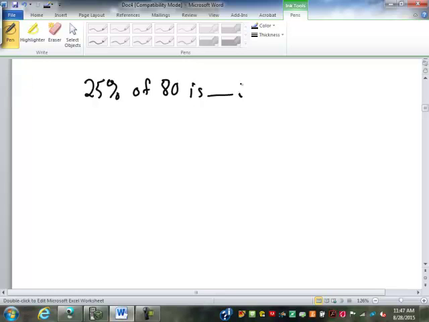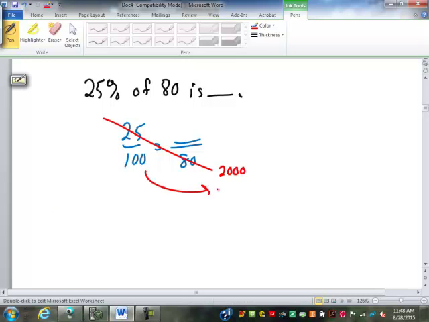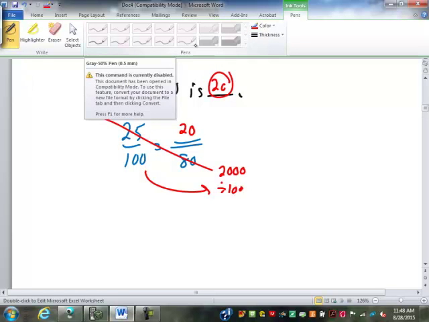Here, 25% of 80 is blank. Tell me how to set it up. 25 over 100. With the 25, is it the 80 or the blank? The blank. 80 goes on bottom. Cross multiply. 25 times 80, 2,000, divided by 100 is 20. 25% of 80 is 20.